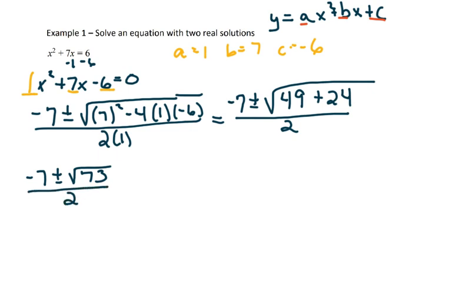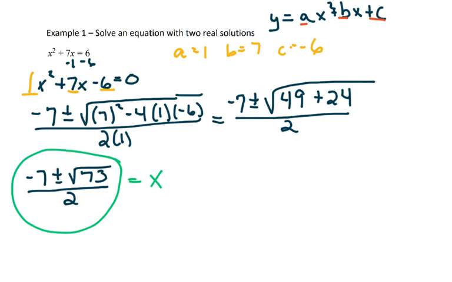Now, you may not notice it, but I do. I look at that 73 underneath the square root and I tell myself, that can't be simplified. There's no perfect squares that go into it. Therefore, this problem is done. We just found out what x is. Our 2 answers could be split up.